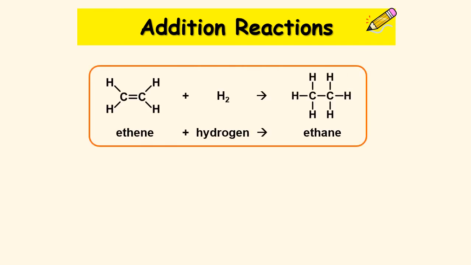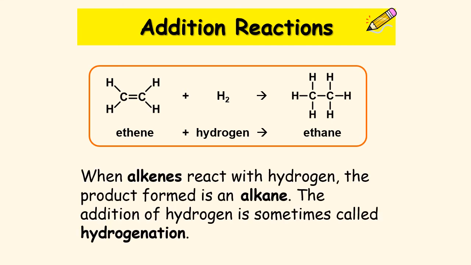So another type of addition reaction is adding hydrogen. And this can sometimes be called hydrogenation. So ethene plus hydrogen gives us ethane. So you can see we can do an addition reaction to turn an alkene into an alkane by adding hydrogen.